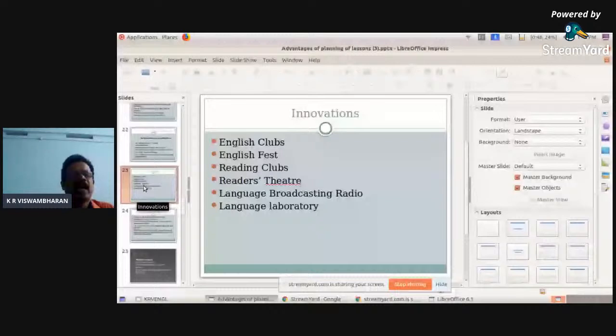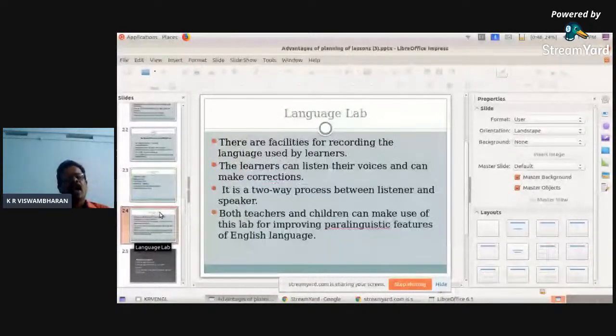Another innovation under language learning is the language laboratory. In all DIETs, there are language labs, and we have familiarized the teachers with the I am Guru application, and they can make use of the language laboratory for developing their own skills. In a language lab, there will be a master system and other systems connected to this master system.